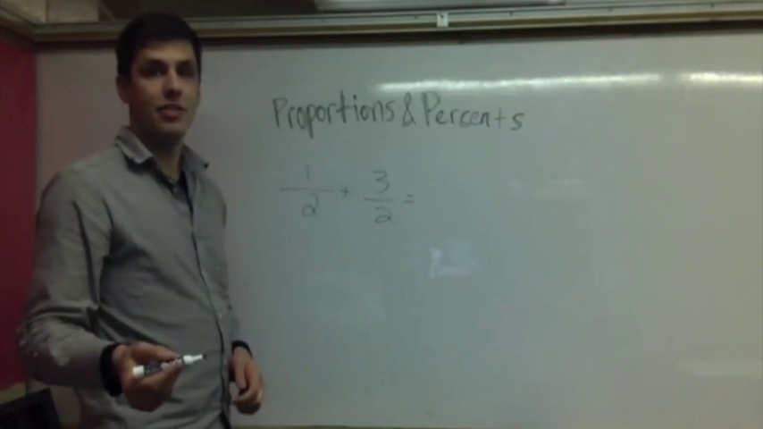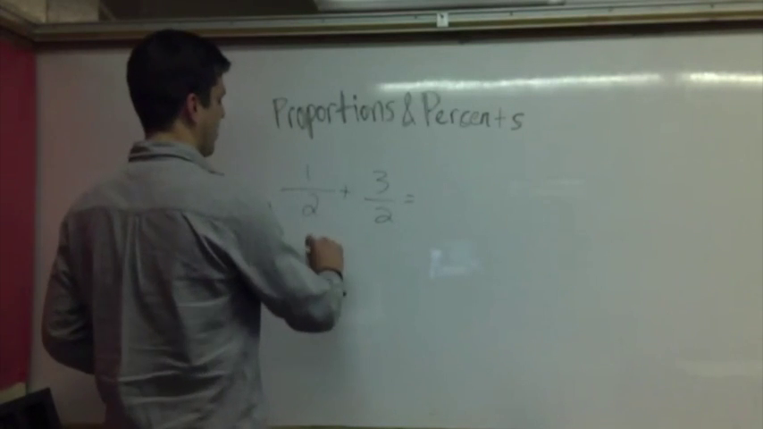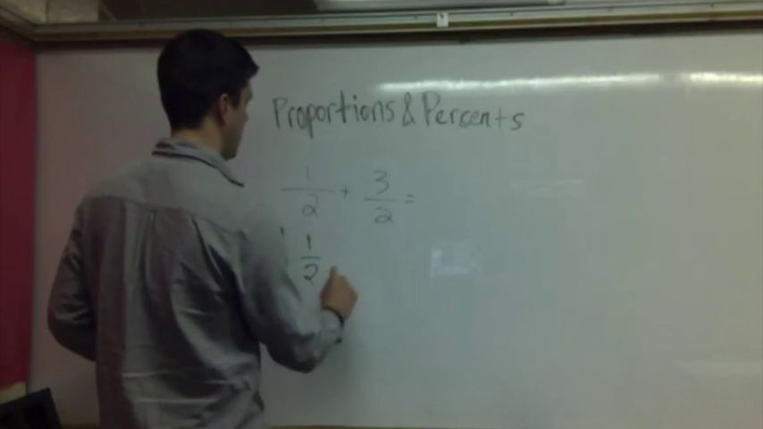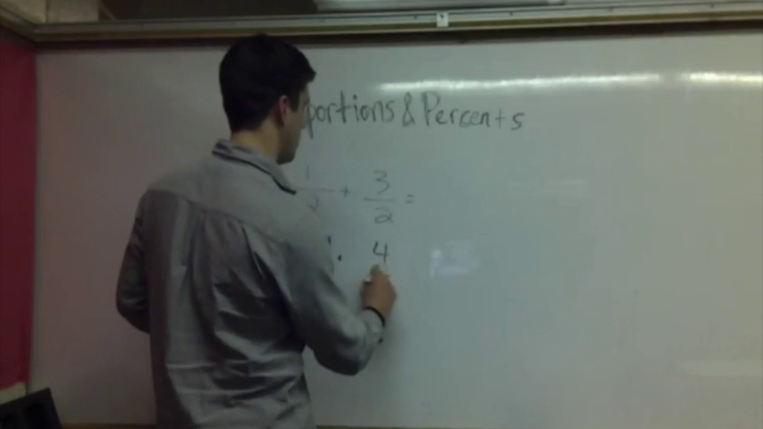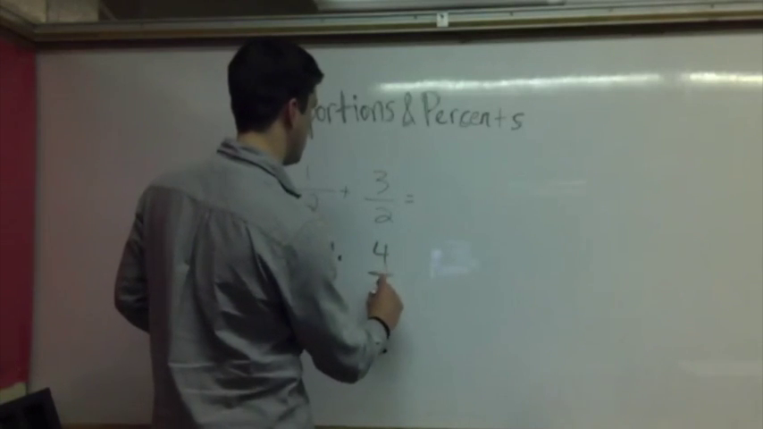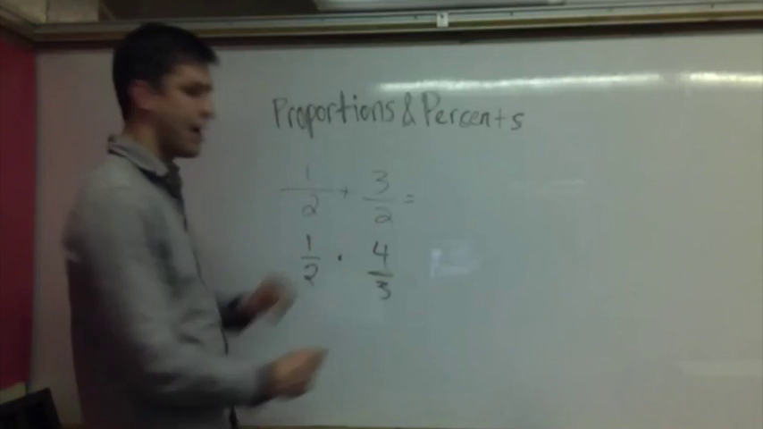With multiplying and dividing, you have a fraction like 1/2. Multiply that by another fraction like 4/3. Multiply tops, multiply bottoms, and you get your answer.